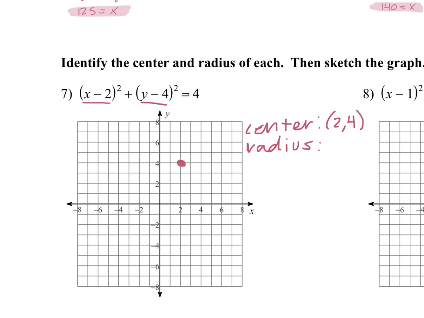And then our radius, we take the square root of that number that's on the other side of the equal sign. So the square root of 4 is 2. So we're going to count in 2 in every direction. So we're going to do the right 2, up 2, left 2, down 2. And we just draw a circle around it.